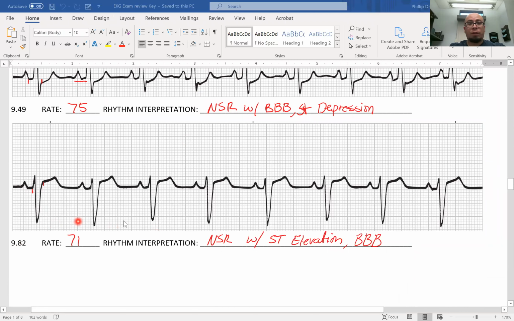9.82, we have a regular rhythm. We have a wide QRS in each one of those QRS complexes. All right, step 2 is checking your intervals. Your QRS interval is wide, meaning we have a bundle branch block. And then your ST segment elevation is above our isoelectric line. So we have normal sinus rhythm, 71 beats per minute with ST elevation and a bundle branch block.